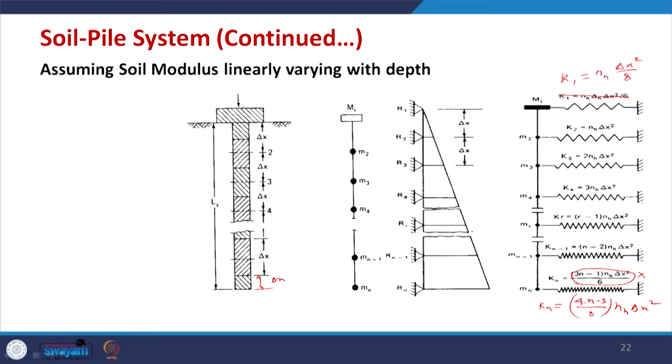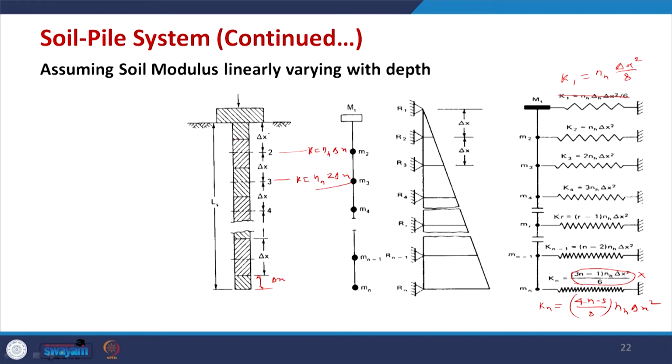Suppose I am considering this first layer, which has the thickness of delta x. The value of k here will be eta h into delta x, while at this level the value of k will be eta h into 2 times delta x. With this formulation, you want to find the value of spring constant at the middle of this layer, where the value is varying.